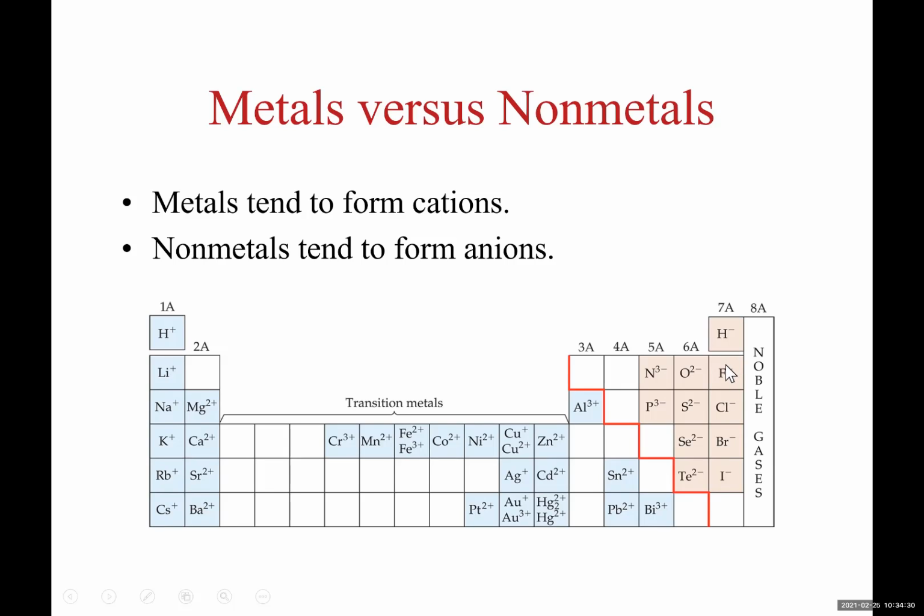So we can expect what sort of charge these elements are going to gain if they become an ion. Metals, as you see, lose electrons to form positively charged ions. Positively charged ions are called cations. Nonmetals tend to gain electrons. They make negatively charged ions. We call them anions.